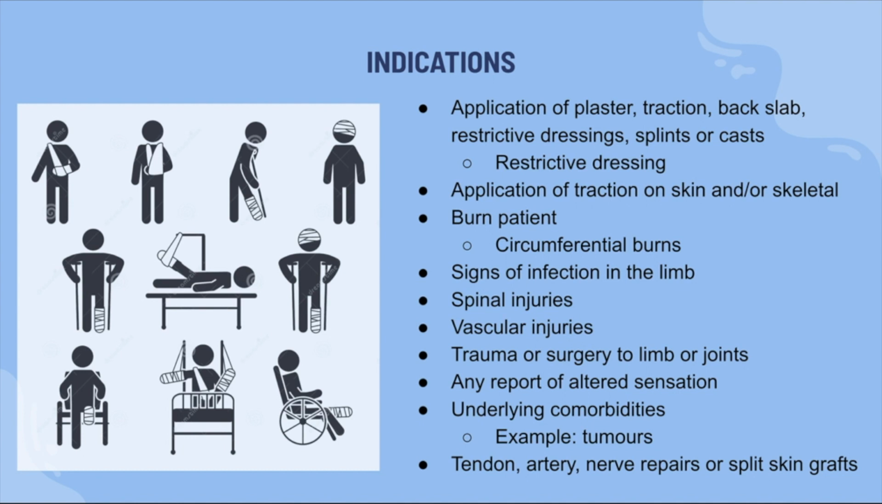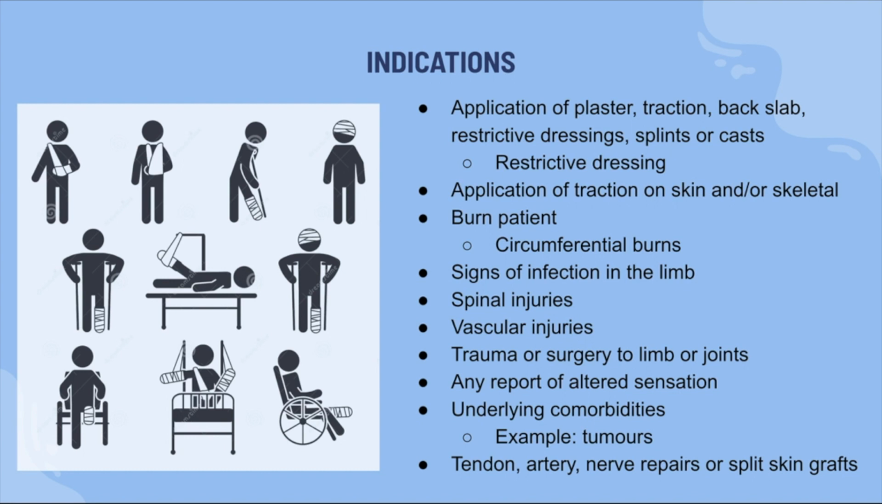Spinal injuries are indicated because spinal injuries could indicate paralysis is present, so a neurovascular assessment is needed. Vascular injuries could indicate nerve damage and blood flow obstruction, so a neurovascular assessment is needed to assess peripheral circulation, motion, and sensation. Trauma or surgery to limb or joints is indicated, and any report of altered sensation is also indicated. Altered sensation could indicate an abnormality in peripheral circulation, motion, and sensation.